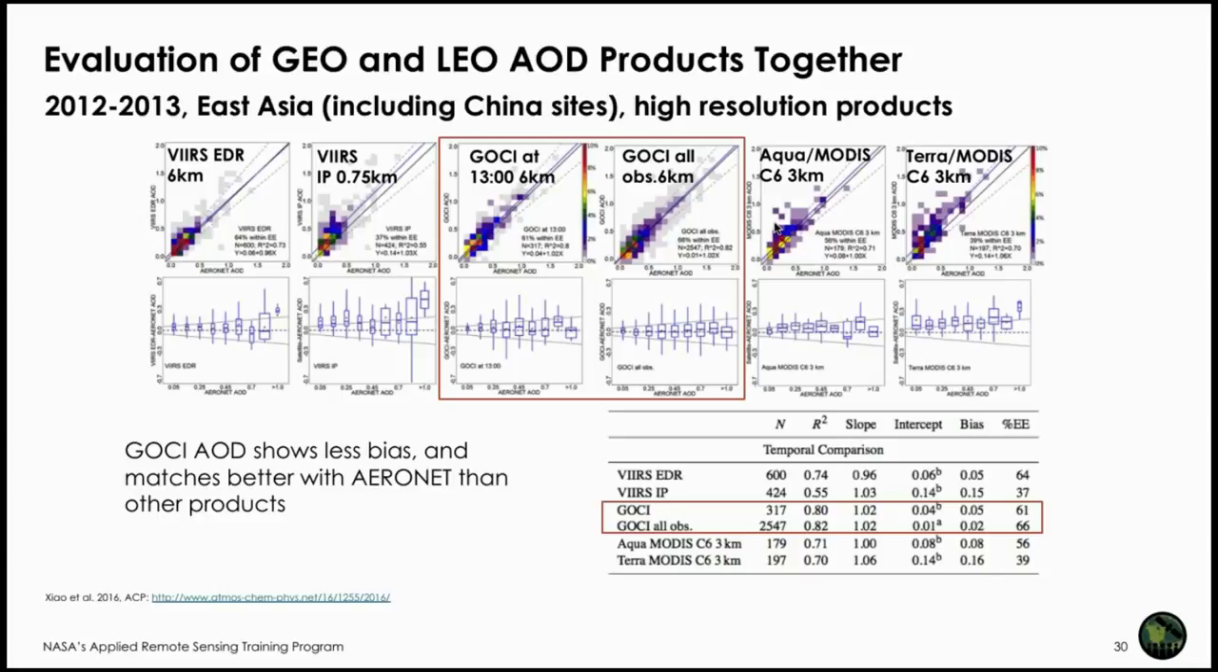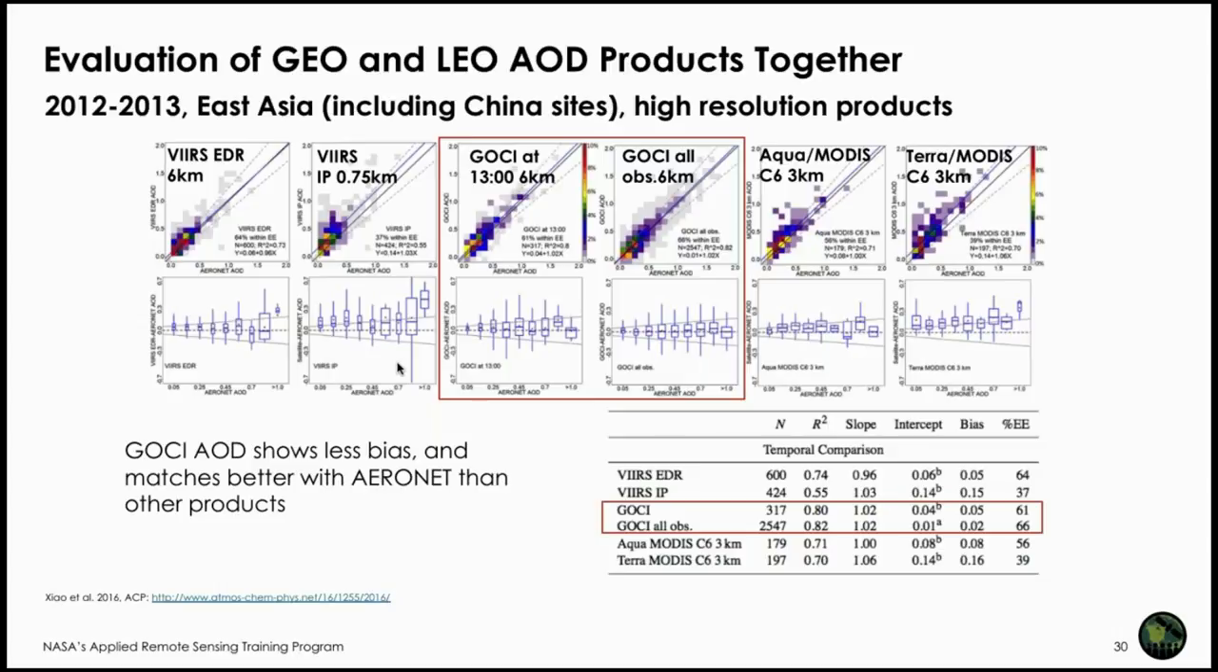To utilize geo-aerosol data practically, the accuracy should be validated using ground-based measurement. In this study, the GOCI LD was validated using AeroNet ground-based remote sensing data and compared with other LEO sensors, AOD products such as VIIRS and MODIS. The upper figures show the AOD versus the satellite product. The bottom figure panels show the AOD errors according to the AeroNet AOD range.